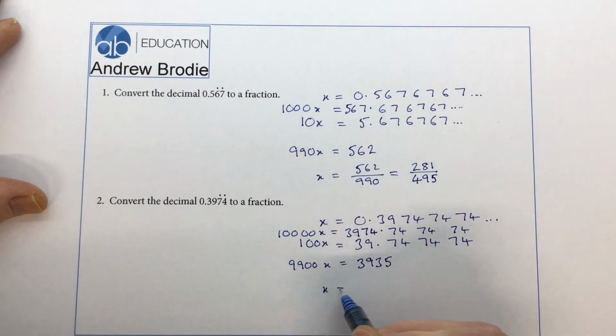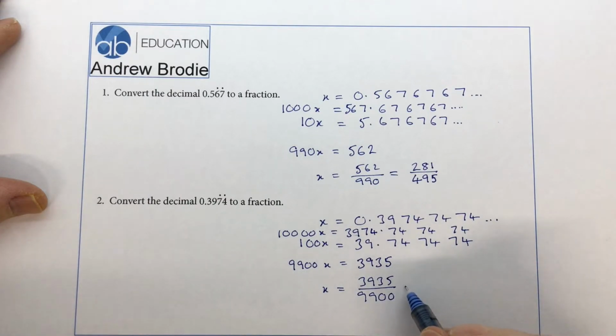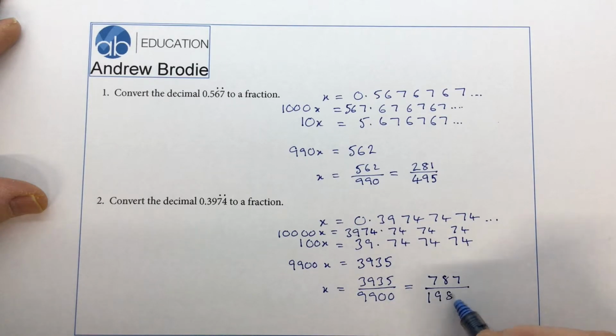So x will be 3935 over 9,900. Both of those are divisible by 5. So that's going to be 787 over 1980. x is 787 over 1980.